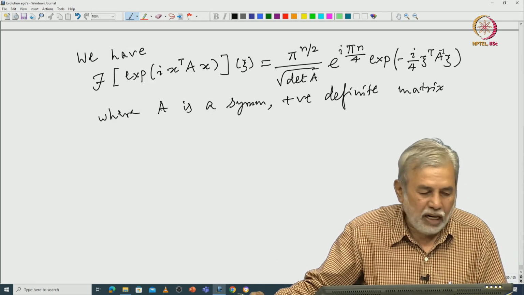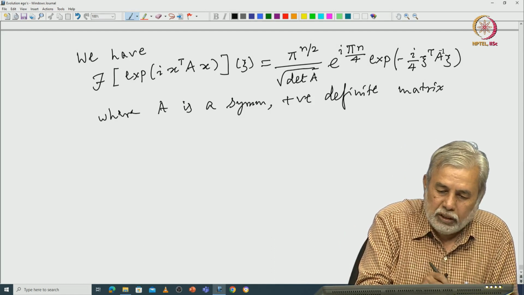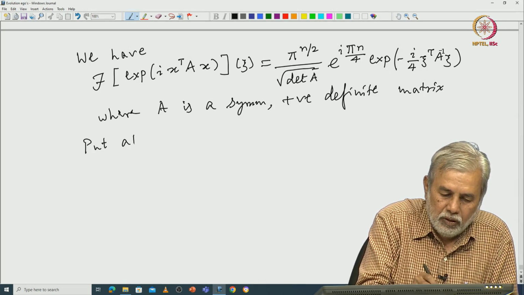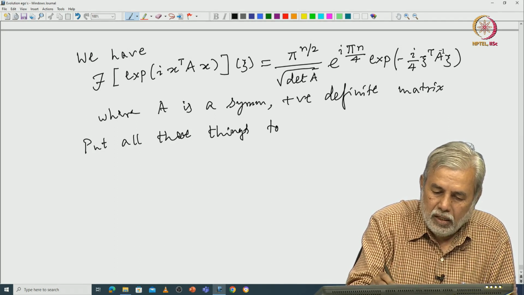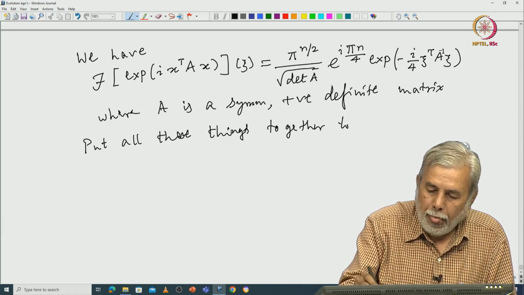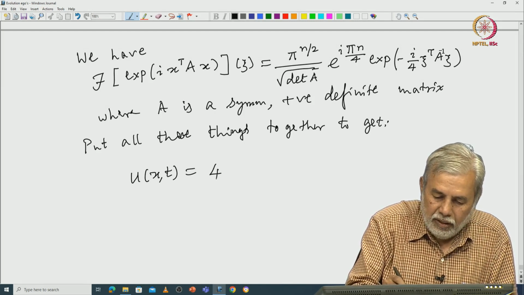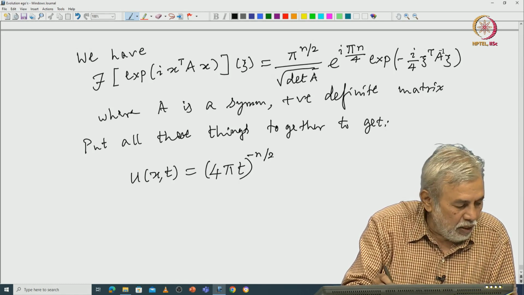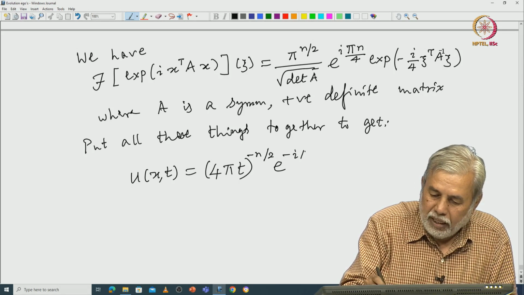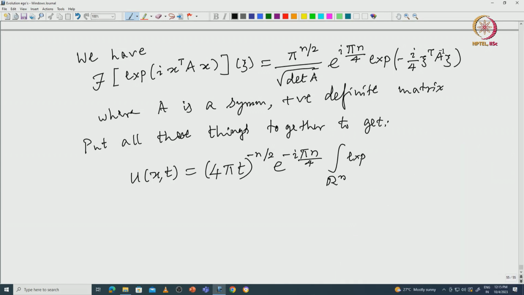Okay. So, we have the Fourier transform of this function and inverse, because the inverse transform is also a similar thing, right. So, we can do that. Put all these things together to get... let me just write that u(x,t) equals e to the minus i pi n by 4 integral over R^n of exponential i |x minus y|^2. This you may not see in many books, but I am just writing it.